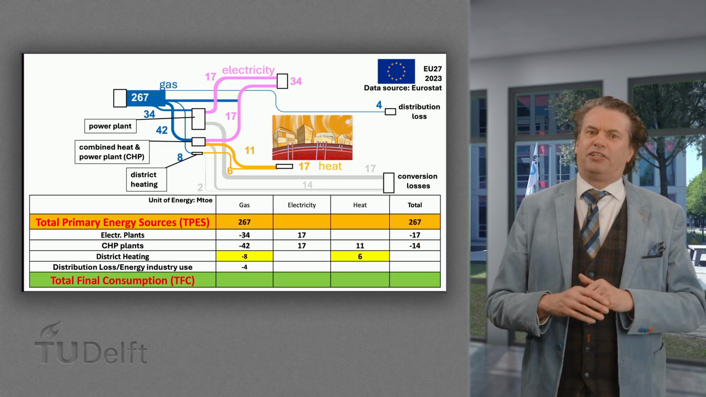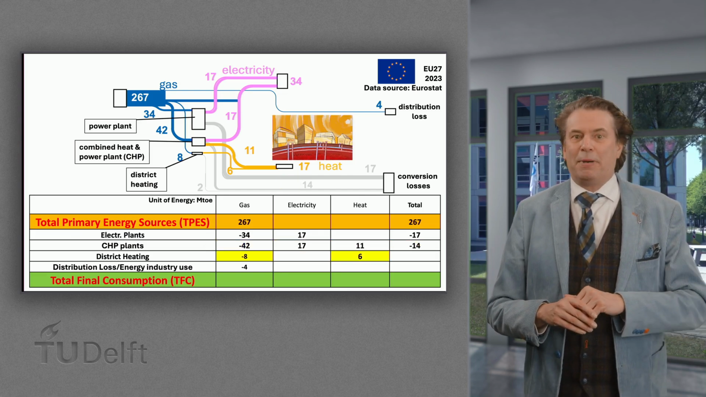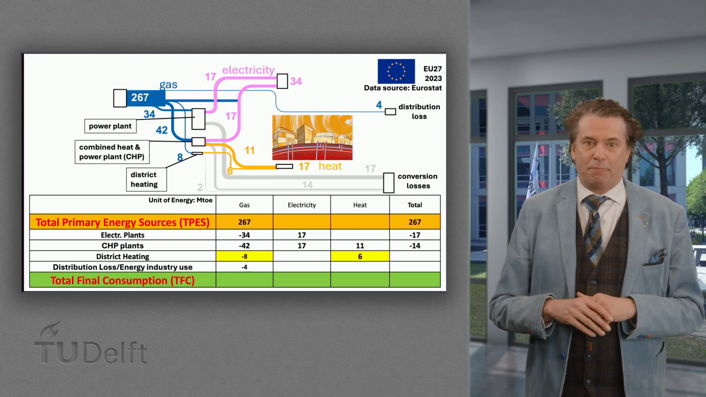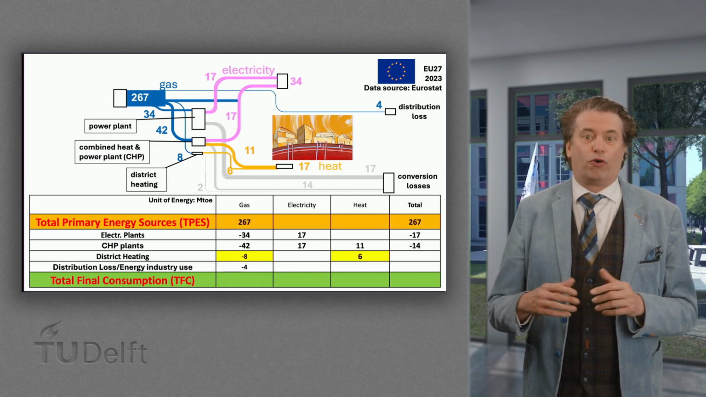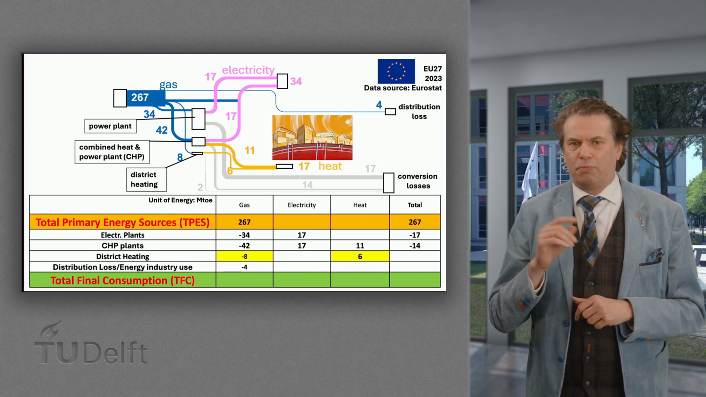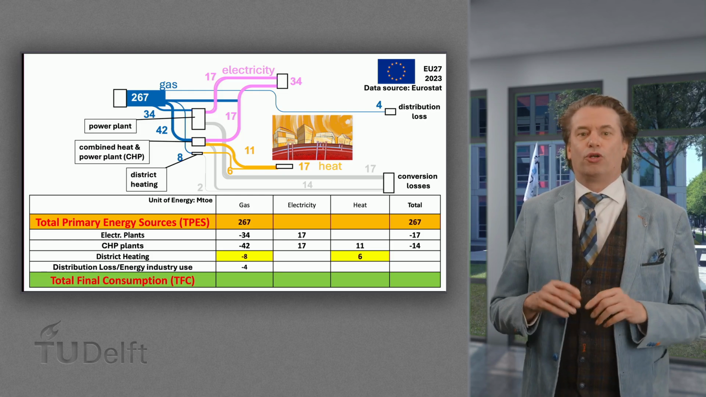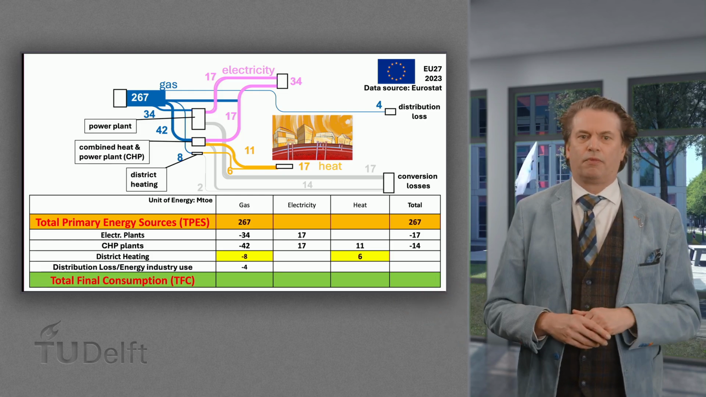If we consider the district heating, 6 megatons oil equivalent in the form of heat is converted out of 8 megatons oil equivalent in the form of gas, which implies that another 2 megatons oil equivalent of original chemical energy in the gas is lost in the conversion.